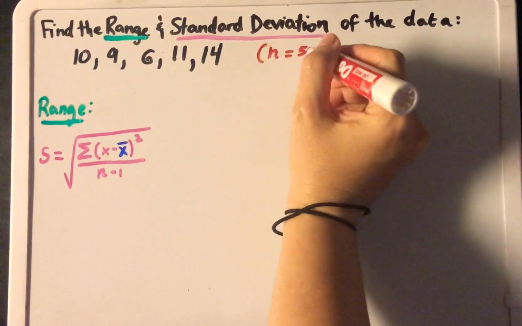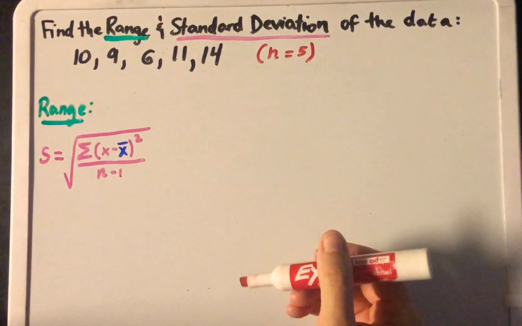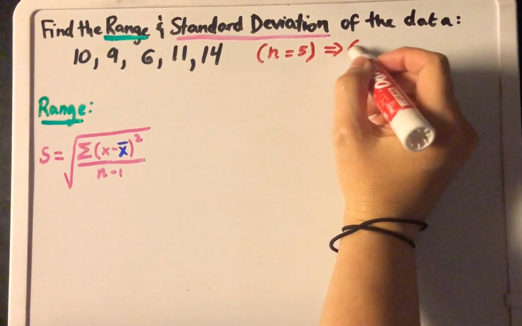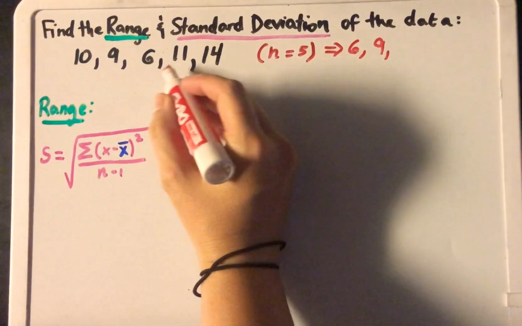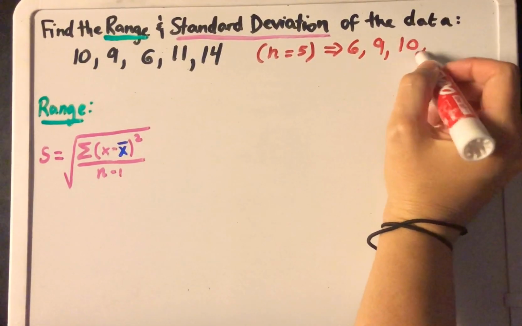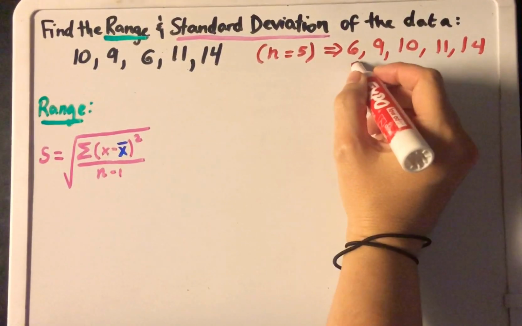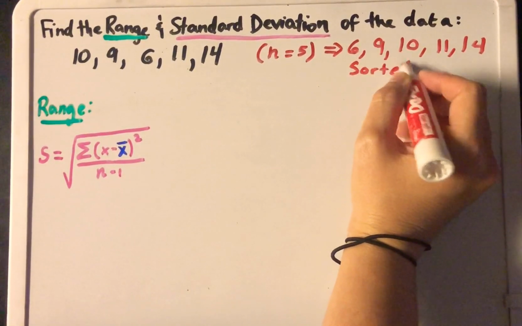And you're welcome to sort the data if you like from small to large. So if you resort it, you'd have 6, 9, 10, 11, 14. That's the sorted version, right? Okay, sorted data.